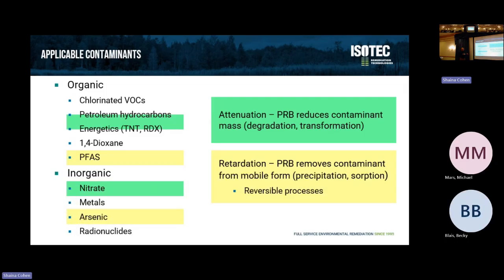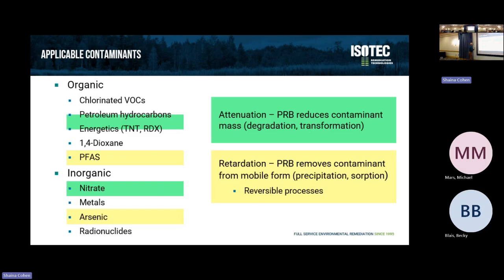There are other contaminants where the PRB is going to enhance retardation. This is the PRB removing the contaminant from the groundwater. It's removing it from the mobile form. It may be precipitation. It could be partitioning, sorption onto a reagent in the barrier, but these are reversible processes.